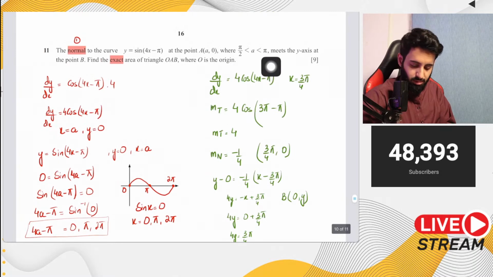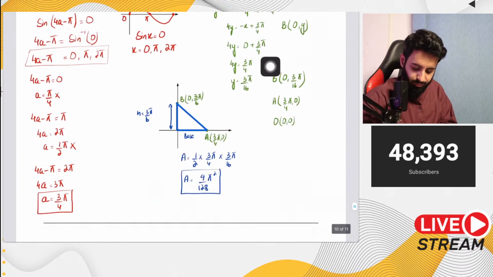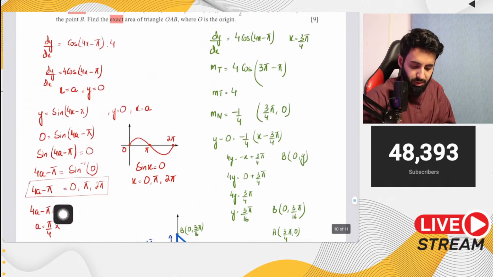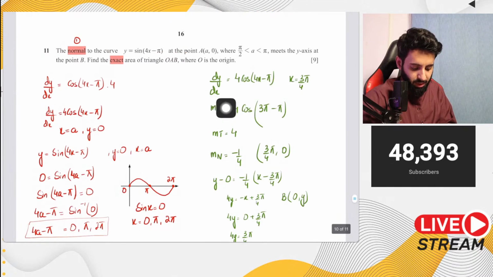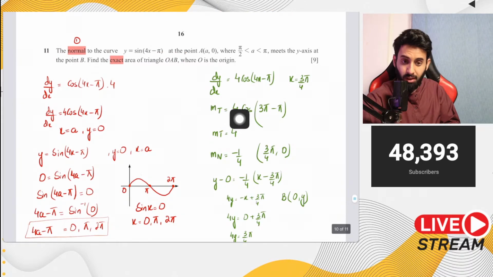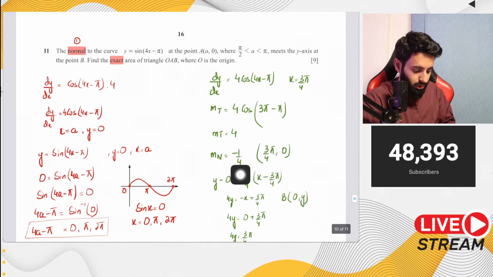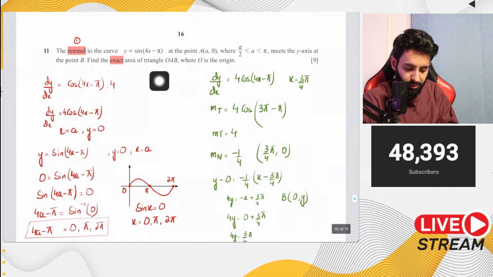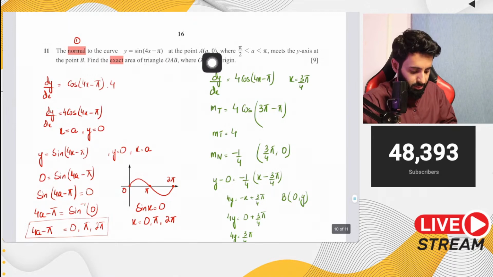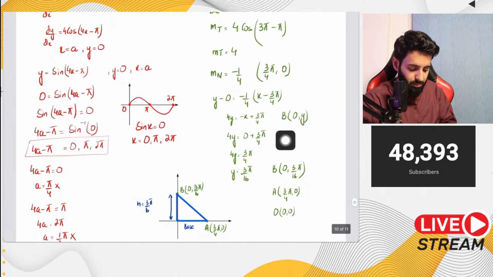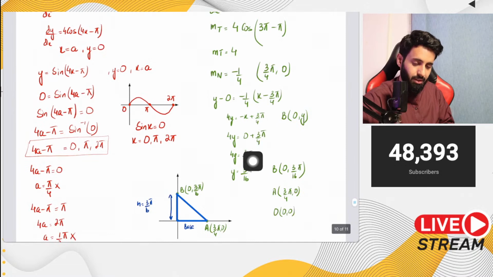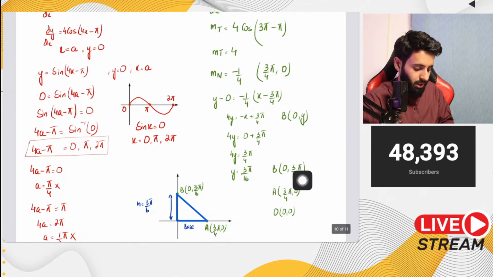inside this range. Okay. Then once you have the value of a, you can now plug this value of a into dy by dx to find the gradient of the tangent. Then don't forget to take the negative reciprocal of it to find the gradient of the normal. You have the point where you need to form the equation of the normal, a comma 0. Form the equation of the normal, plug in 0 in place of x so that you can find the point where the normal is cutting the y-axis. It's going to be 3 upon 16 pi.